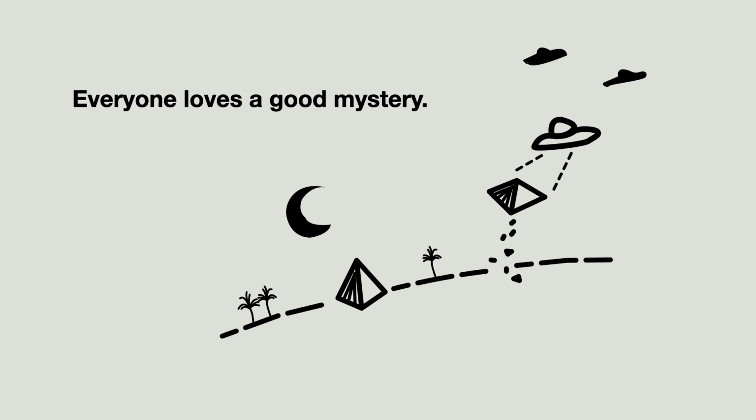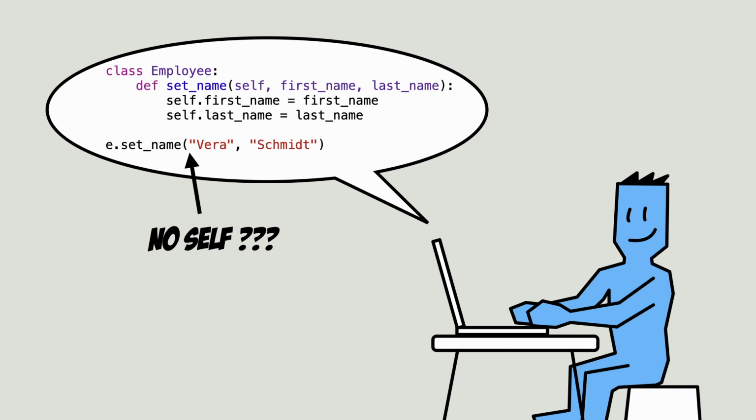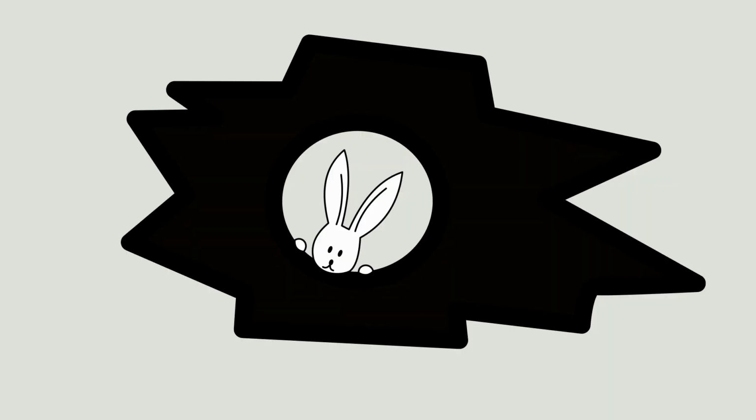Everyone loves a good mystery. And one of the biggest mysteries in Python is why class methods have self as the first parameter, but when you call the method, you do not need to pass it as an argument. In this video, you will solve the mystery by taking a deep dive into the mechanics of methods in Python.